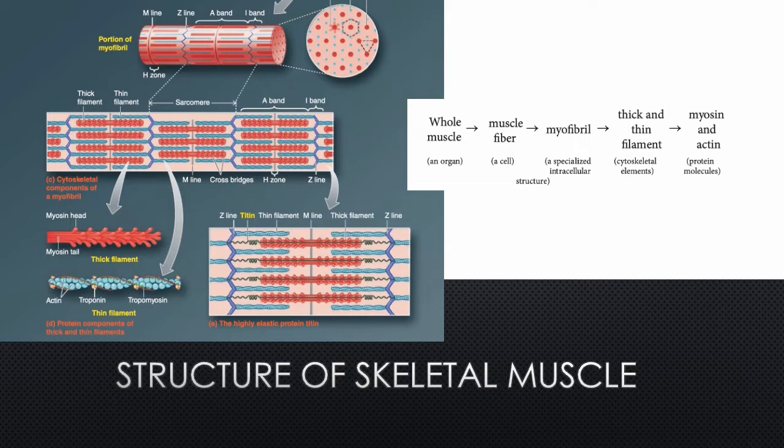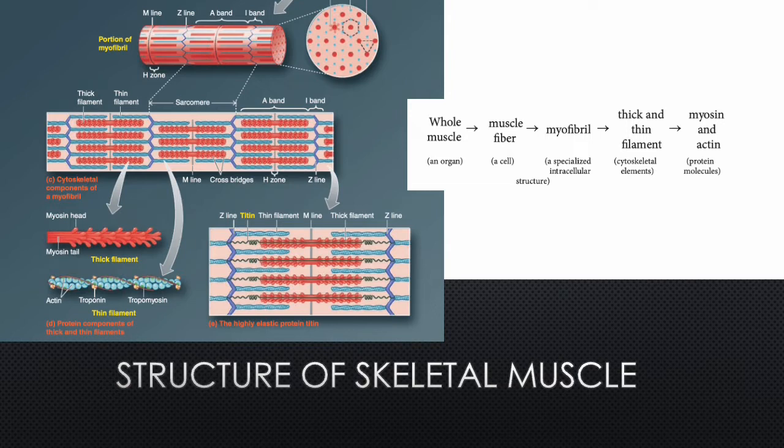Each myofibril consists of a regular arrangement of highly organized cytoskeletal microfilaments, which are the thick and thin filaments. The thick filaments, which are 12 to 18 nanometers in diameter and about 1 to 0.6 millimeter in length, are special assemblies of the protein myosin, whereas the thin filaments, which are 5 to 8 nanometers in diameter and about 1 millimeter long, are made up primarily of the protein actin.